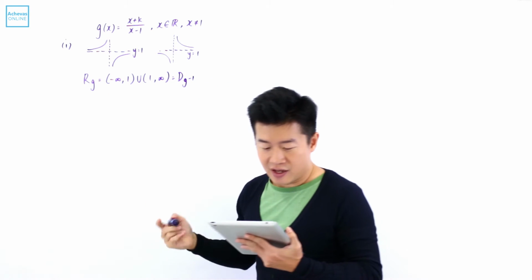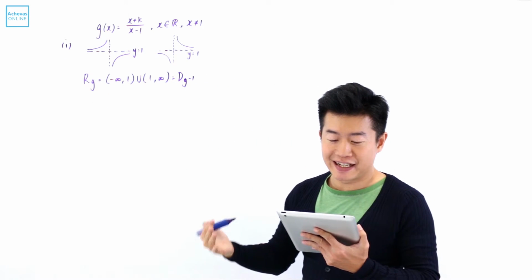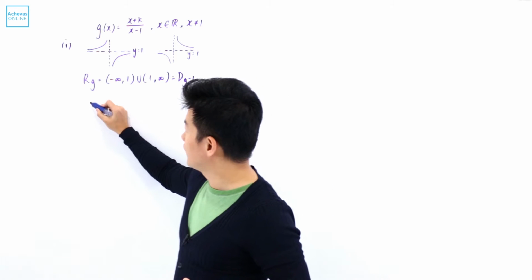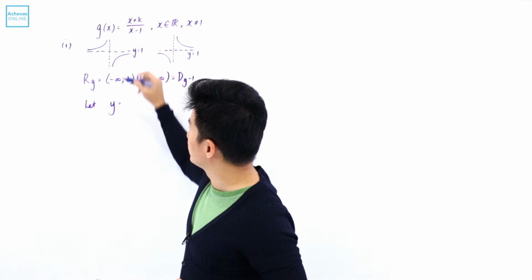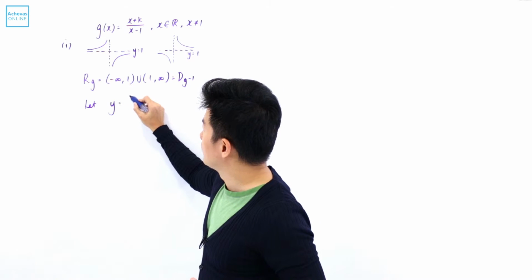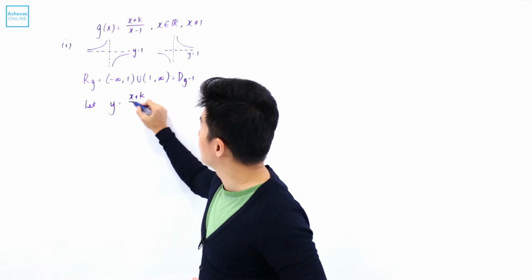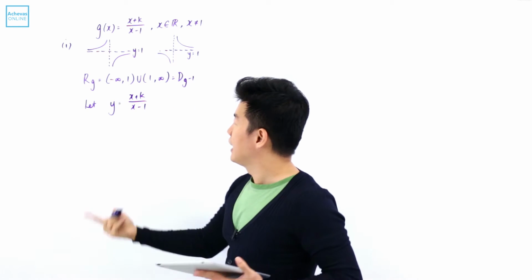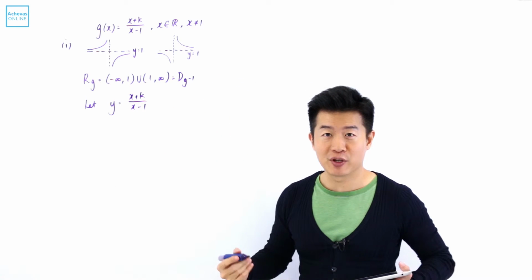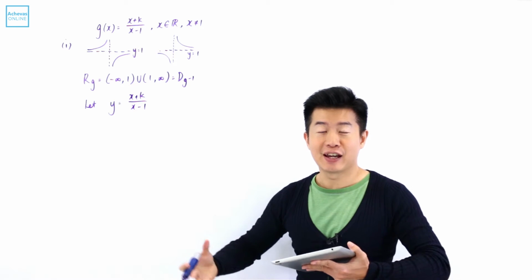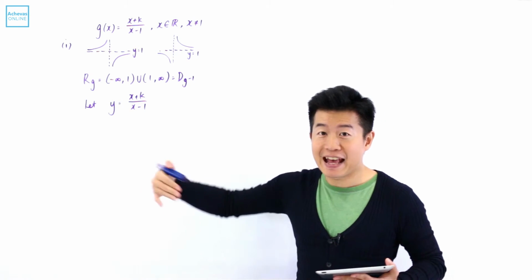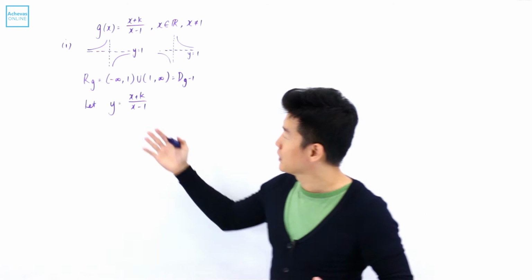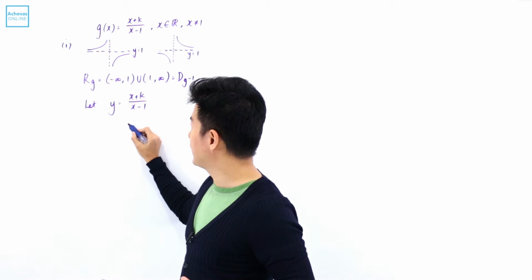So with this, I want to next try to find the expression for G inverse. To find the expression for G inverse, I'm going to let y be equal to the expression for G, which is x plus k over x minus 1. And let's try to make x the subject, because this will help me to find another expression that can help me to reverse the output to become now the input. So I'm going to try to make x the subject.